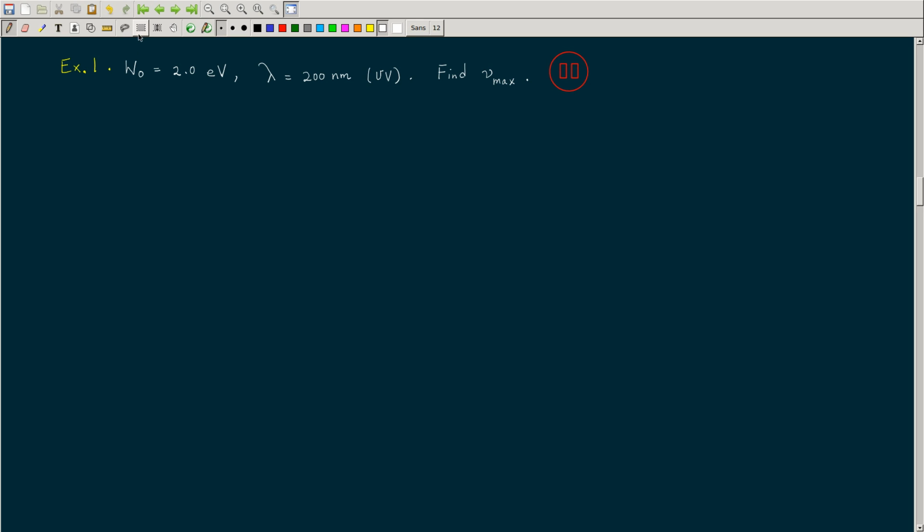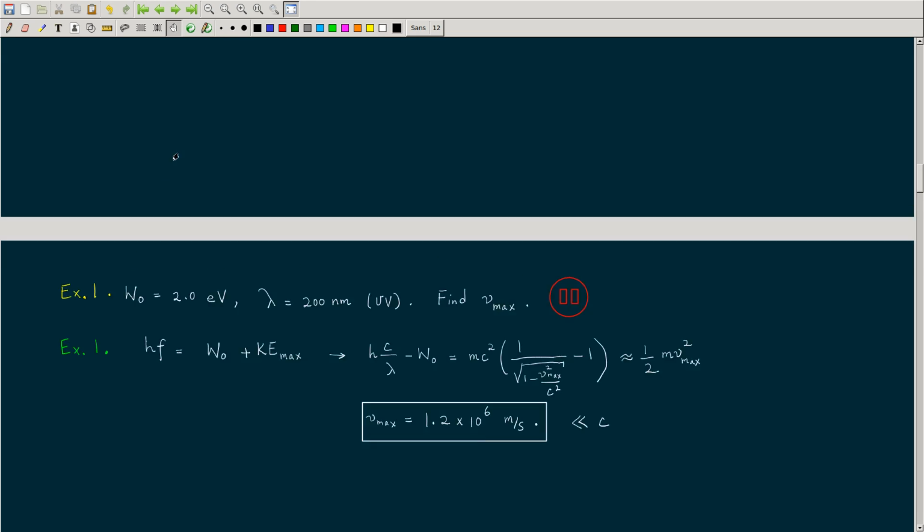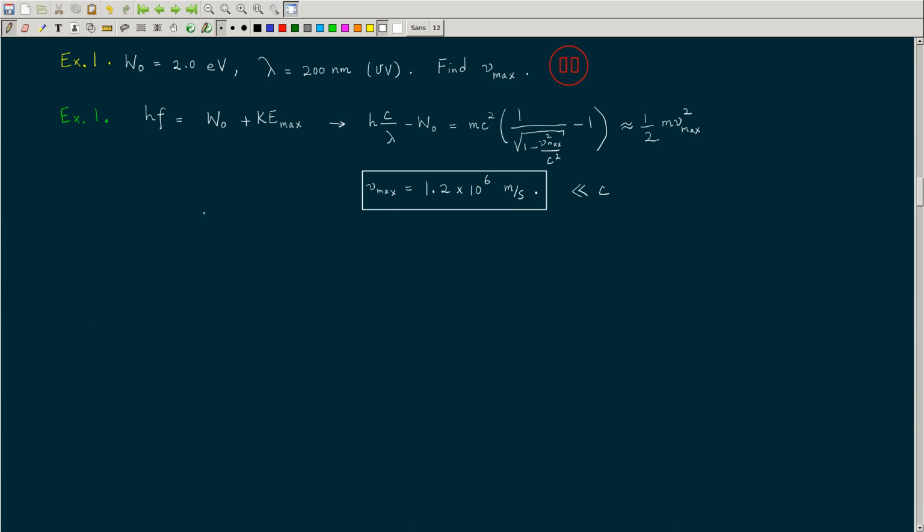Alright, I assumed you did that already. To solve this problem, you're basically using the formula given for the photoelectric effect, the photons with energy hf coming in. This is basically the conservation of energy. You need W0 to take the electron out of the metal, and the rest of the energy will be the kinetic energy. If you write the formula, hf becomes hc over lambda because the lambda is given in the problem. So you can find the energy of a photon minus W0. It will be your kinetic energy.